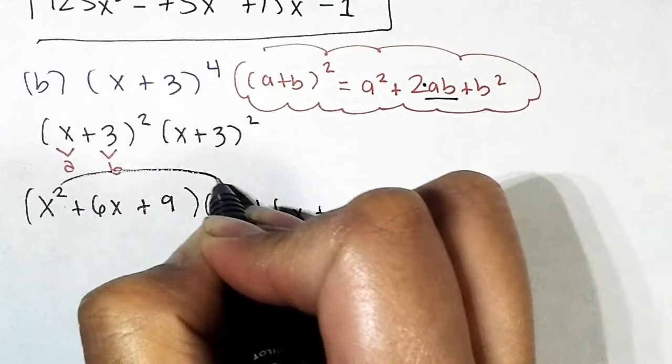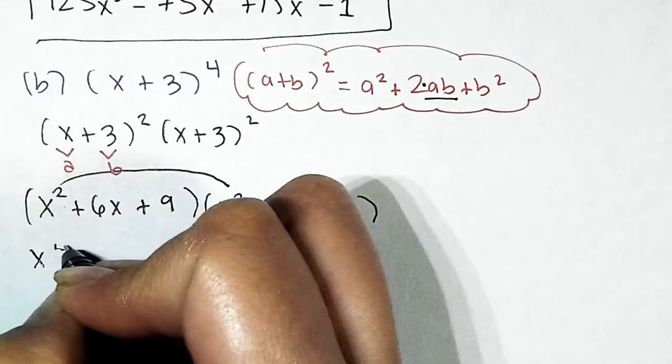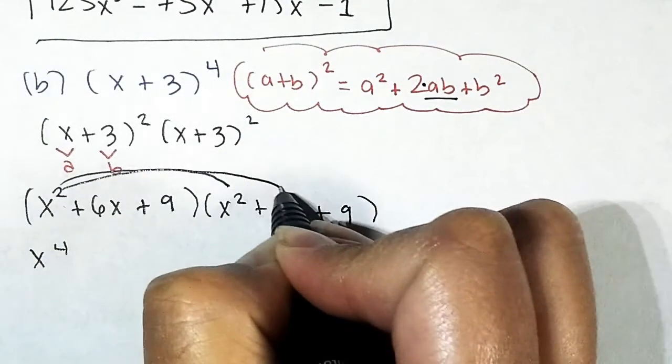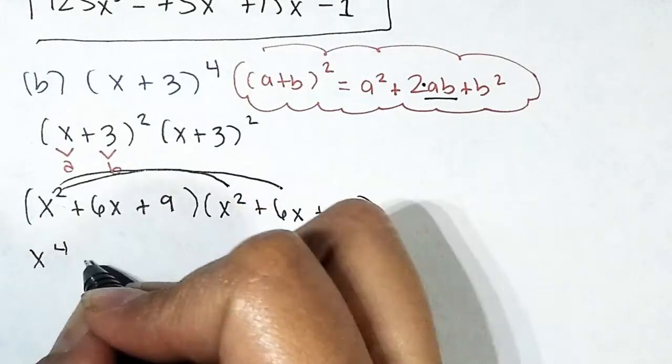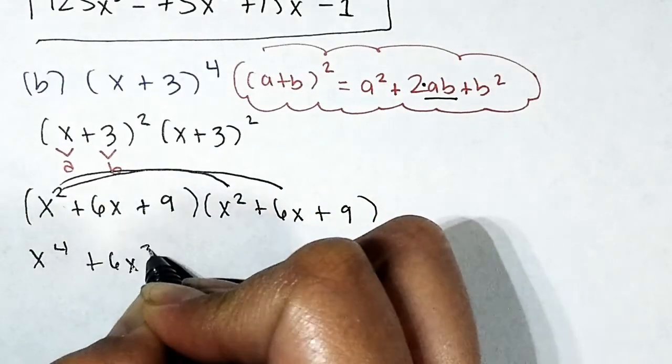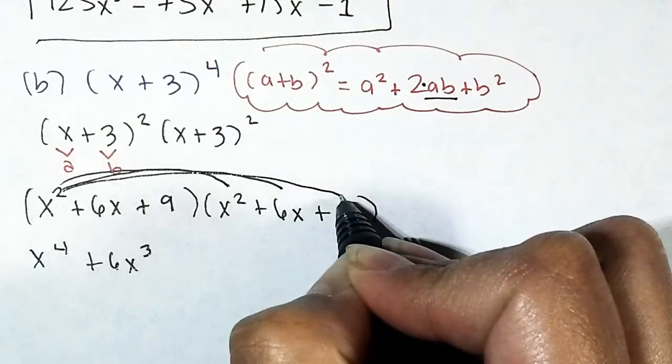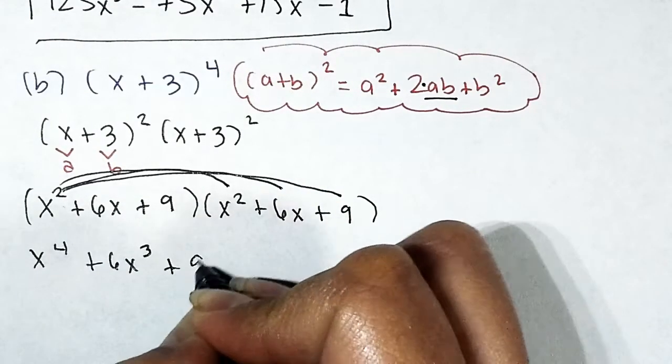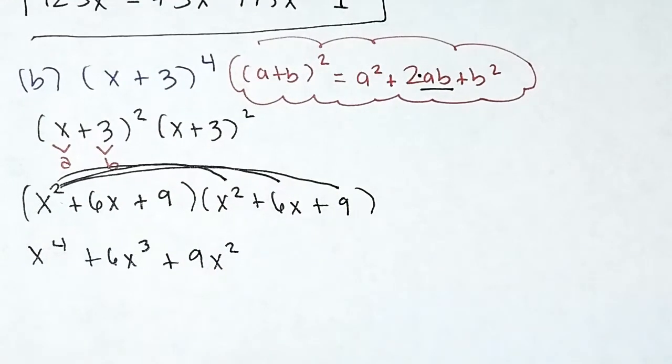X squared times the first thing that we see will give us x to the 4th. X squared times the next thing that we see will give us 6x cubed. X squared times the final term that we see will give us 9x squared. So again, remember, pause and rewind as many times as needed.